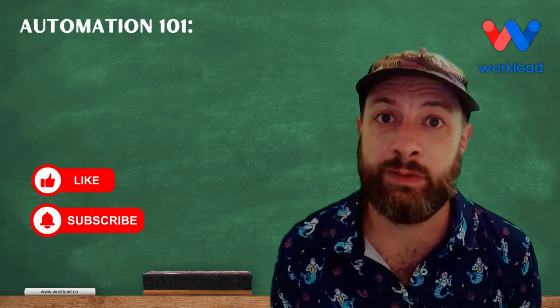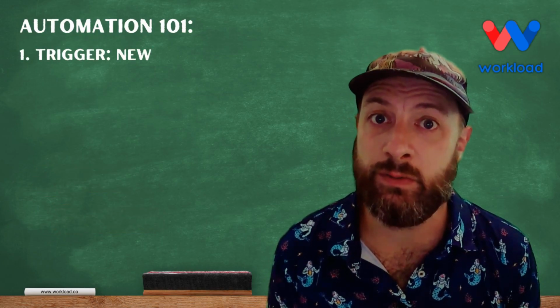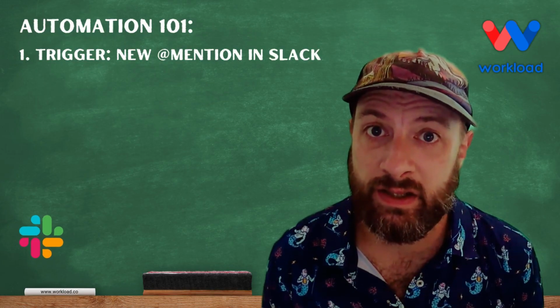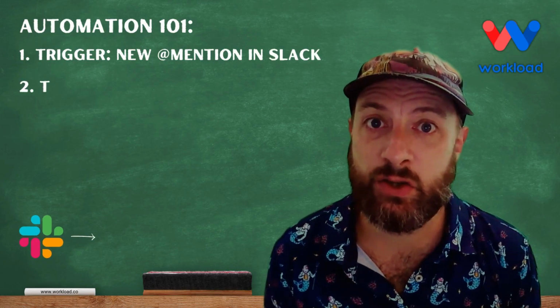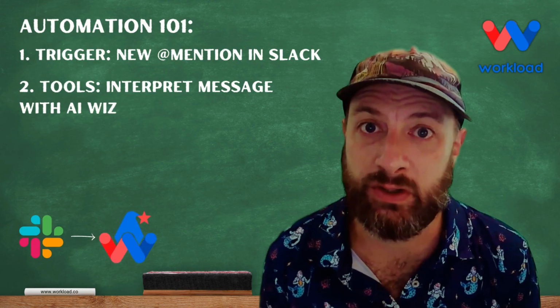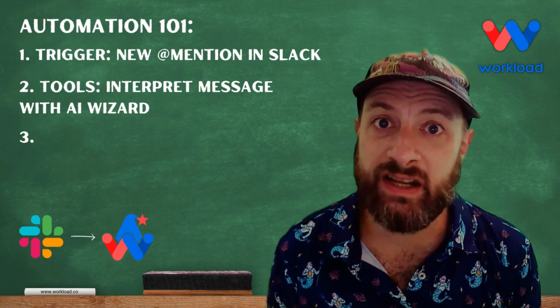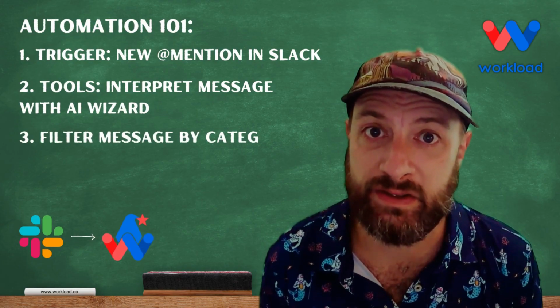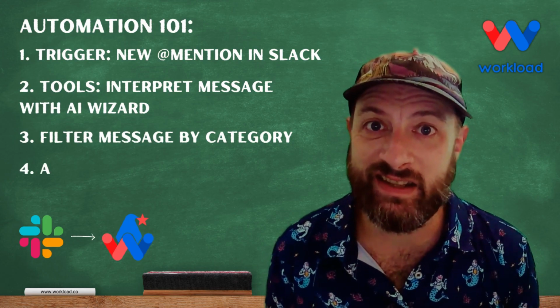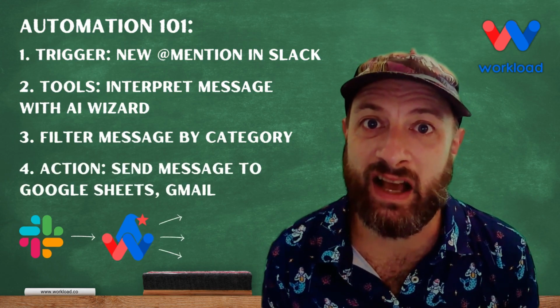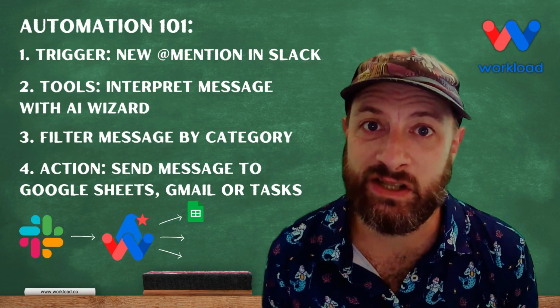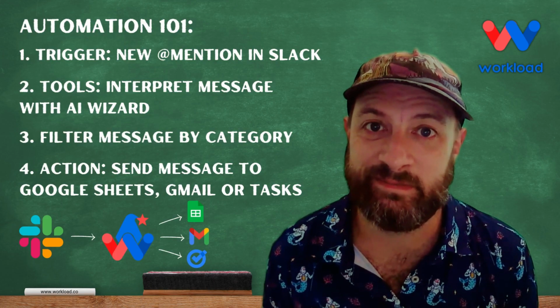In this video, we'll be building a workflow starting with a new mention in Slack. Then we'll be taking that information and interpreting it with the AI wizard by Workload. Then we'll be setting up a filter for those messages and then sending the contents of those messages to either Google Sheets, Gmail, or Tasks.